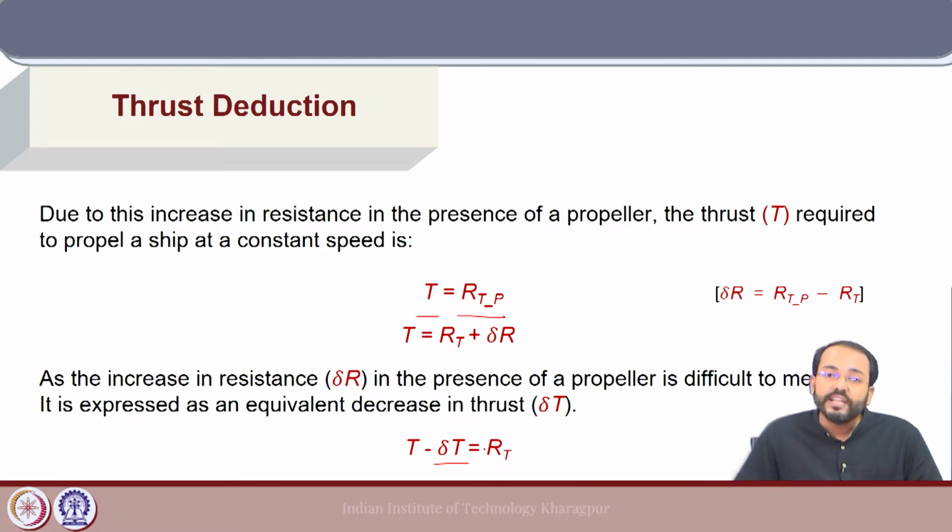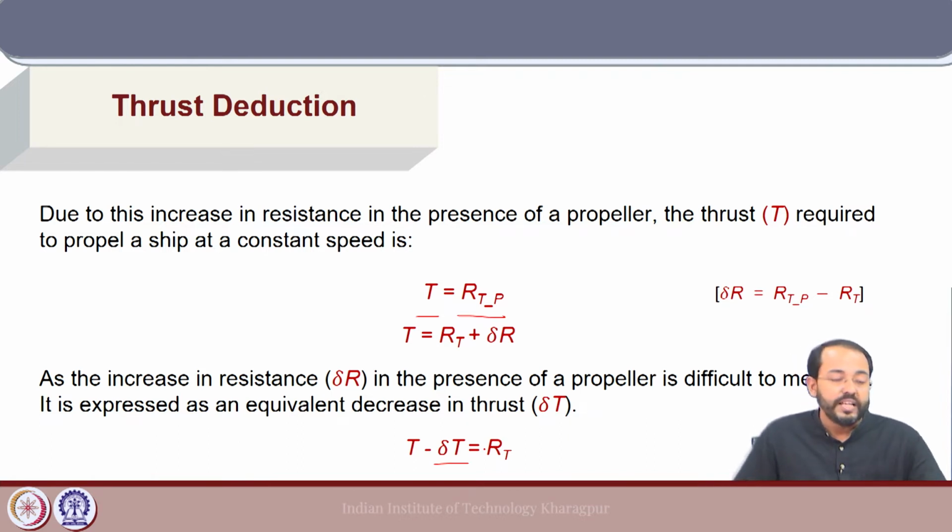So, instead of increasing the resistance by delta R, what we do is we make an equivalent decrease of thrust. We see it as a loss of thrust, because our thrust has to now cater for the increased resistance in the condition where we have a working propeller behind the ship. So, in order to do that, we say that the thrust is reduced by the same amount by which the resistance was increased. So, T minus delta T is RT, which is the total resistance of the ship that we have measured during the resistance test.